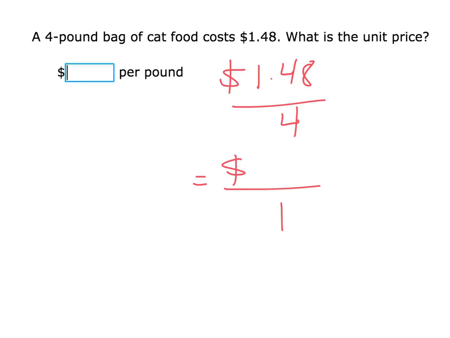Well, we know from estimation that that's got to be less than $1, and it turns out when I type in 1.48 divided by 4 on the calculator, I get that that is actually only 37 cents per pound. So again, I don't know that the zero is necessary, but I always like to include it. I don't want anyone to miss that decimal point, so the zero helps people see it. And so 37 cents, or more technically, mathematically speaking, 37 hundredths of $1 per 1 pound.